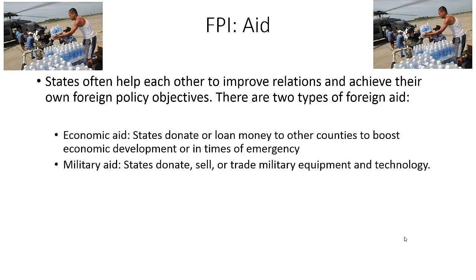All right, aid. States use aid to help improve their relations. 2 types of aid. Economic aid. You give someone money to help with development. Australia spends about $5 billion in Asia helping those states develop. That's economic aid. It's development aid.